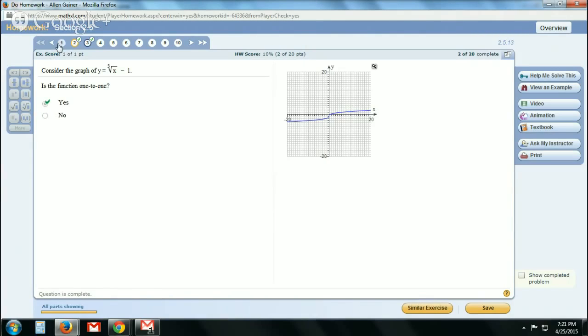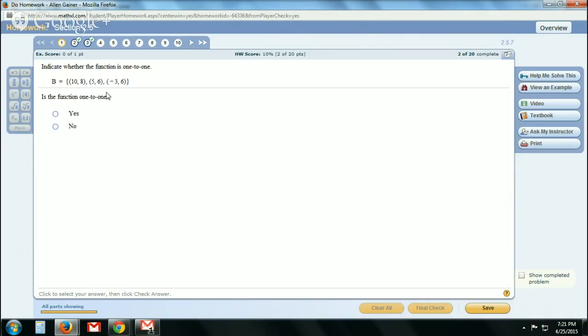Now, what about if we were given a list of ordered pairs? To decide if it's one-to-one or not, no x can be repeated, no y can be repeated. So look first at the x's to see if it's a function. 10, 5, -3, none of those got repeated, so it is indeed a function. But what about if it's one-to-one or not? 8, 6, 6, looks like we repeated 6. Since a y value got repeated, this is not a one-to-one function. So no is our answer for this one.